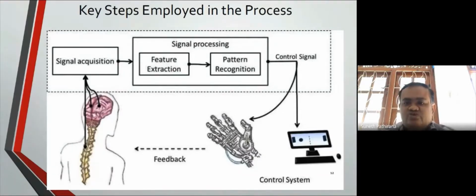Then we convert them into control signals, where you can control either a computer or a machine. You can fine tune or improve the system by giving feedback. You know, what we call the open loop systems. So you can see something and get the feedback, or you can generate brain waves to generate the control signals.